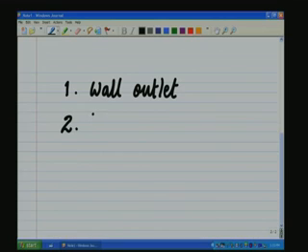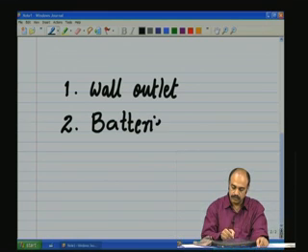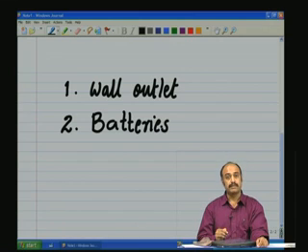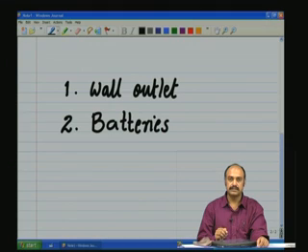The second one, which you may have heard and probably also used, the batteries. Batteries are DC sources, very common, used in pen torches, used in laptops, used in many of the electrical equipments, your cell phones, so on and so forth. They are all batteries, DC sources. We will have a look at these also later.